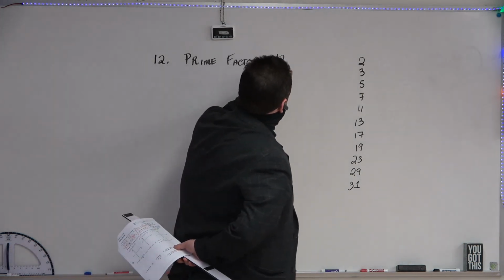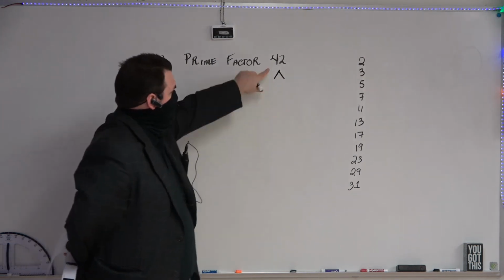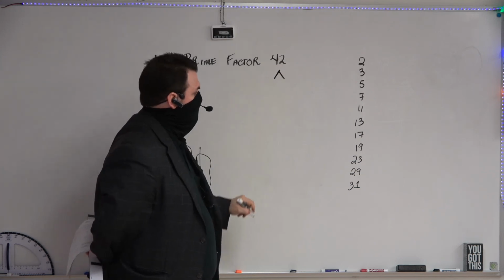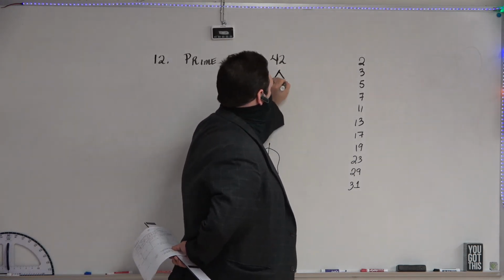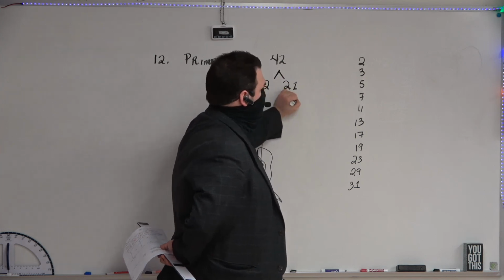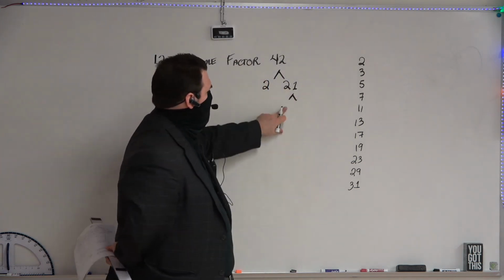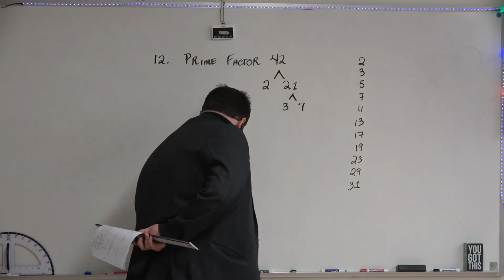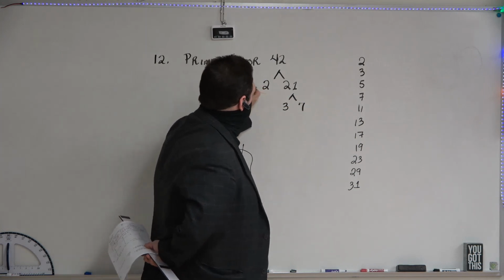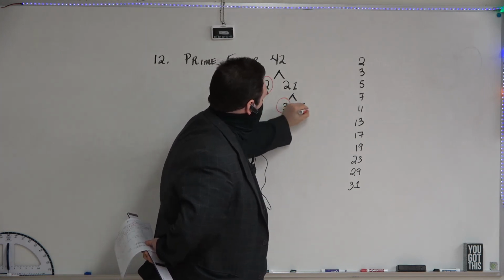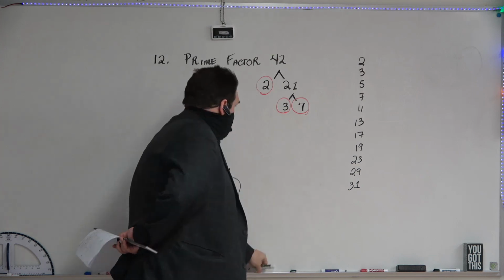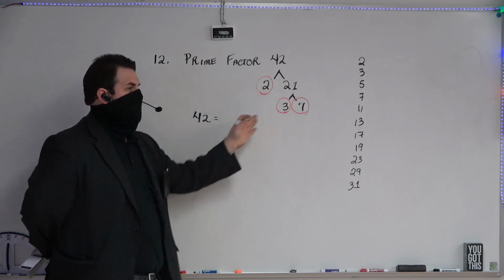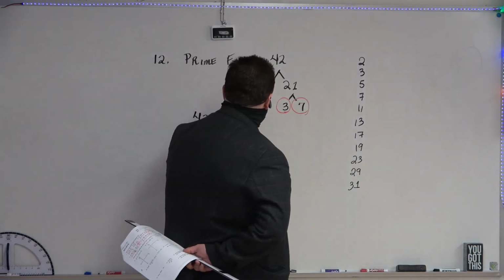So prime factor 42 means make the tree. Is this even or odd? So what's the smallest even prime number? 2, and then the cofactor is 21. But 21's not on this list, so I've got to keep breaking it down. And so we circle the primes like they're fruit of the tree. And we just write that 42, you could have written 2 times 3 times 7 equals 42, or you could have written 42 equals 2 times 3 times 7.